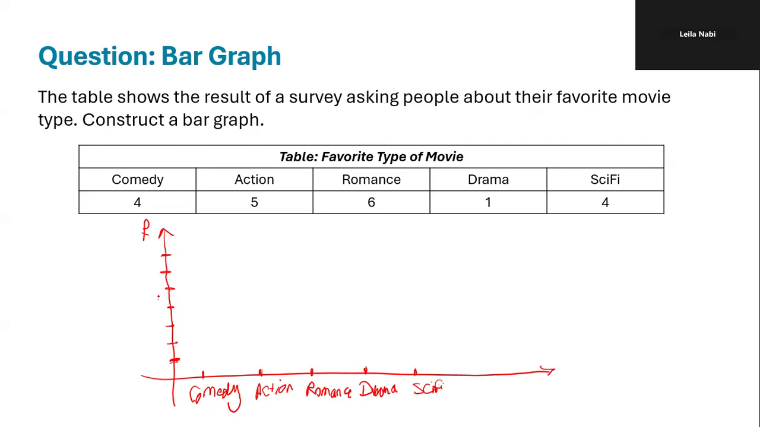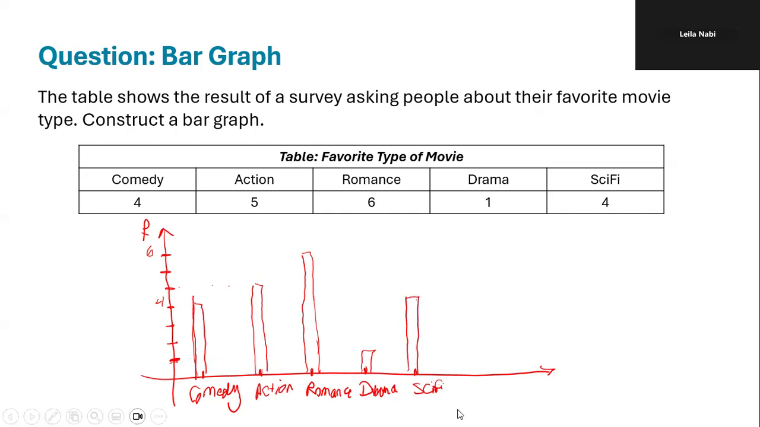So the comedy is 4. So I need a bar over here, up to 4. For action, I have 5. A rectangular box. Romance is 6. The ruler, sorry. Drama is 1. And the last one is 4. And that is a bar graph.